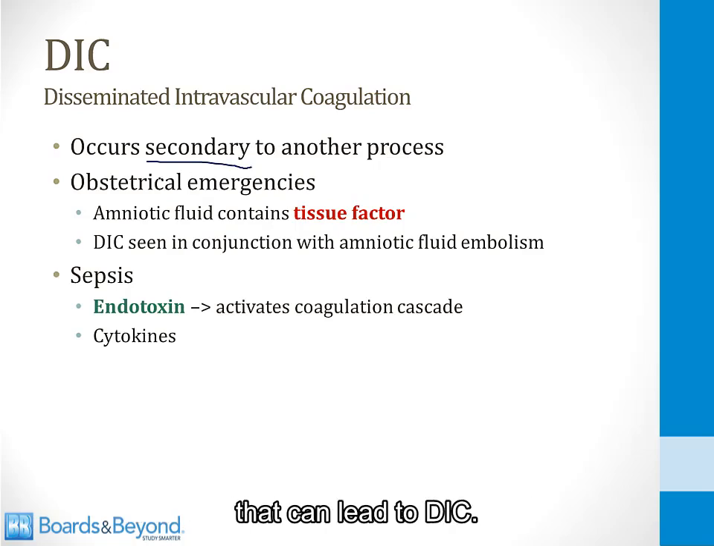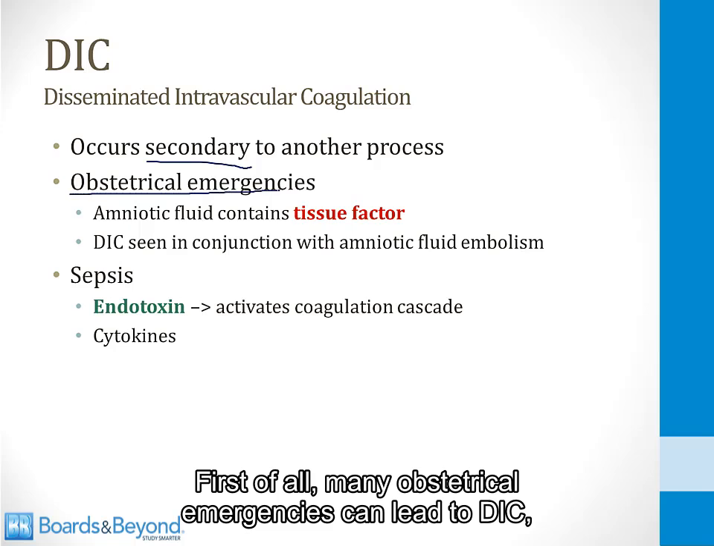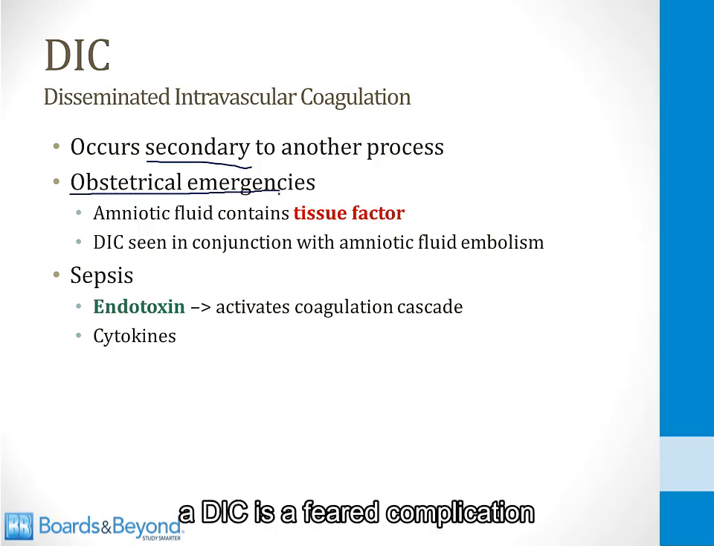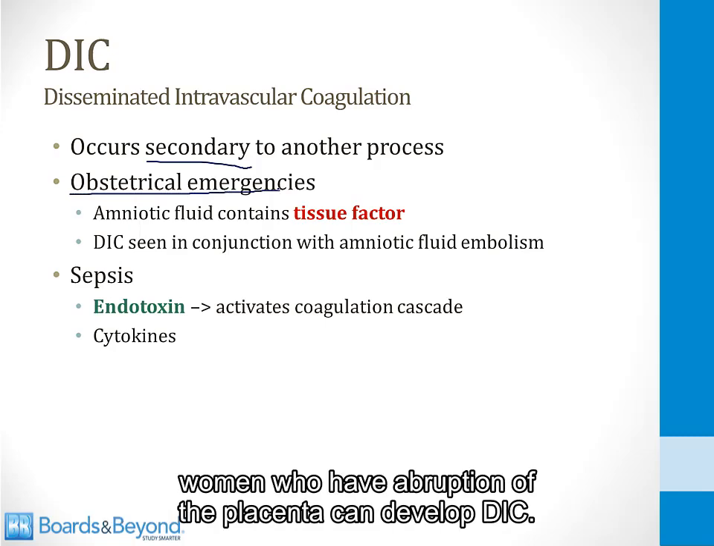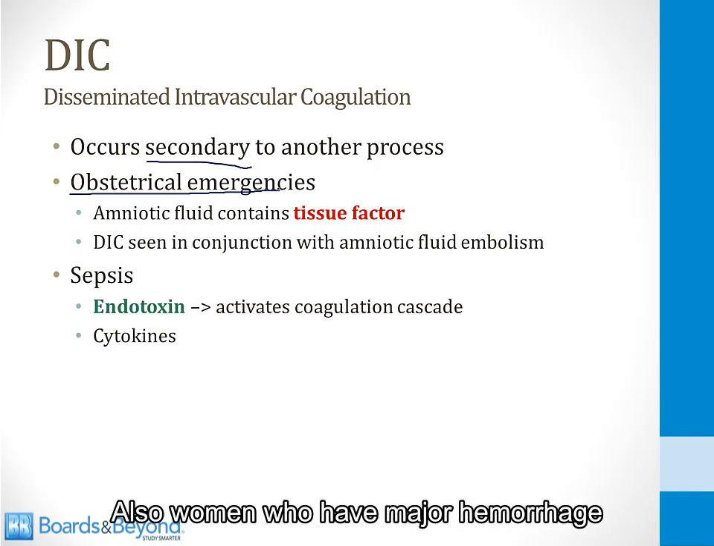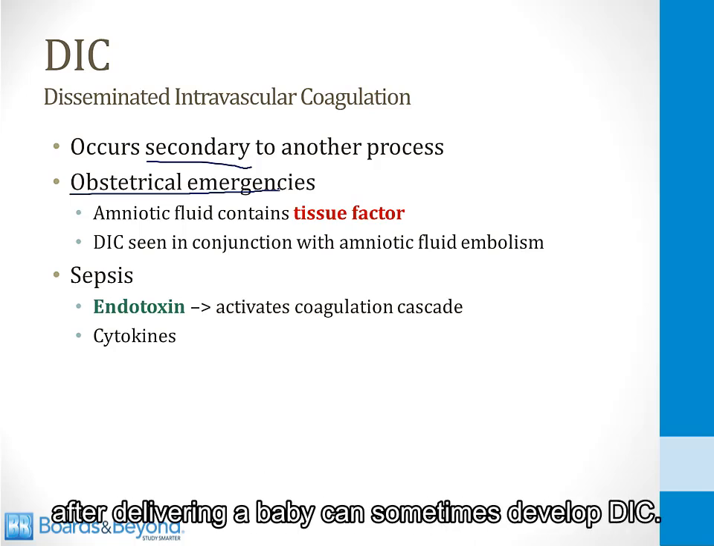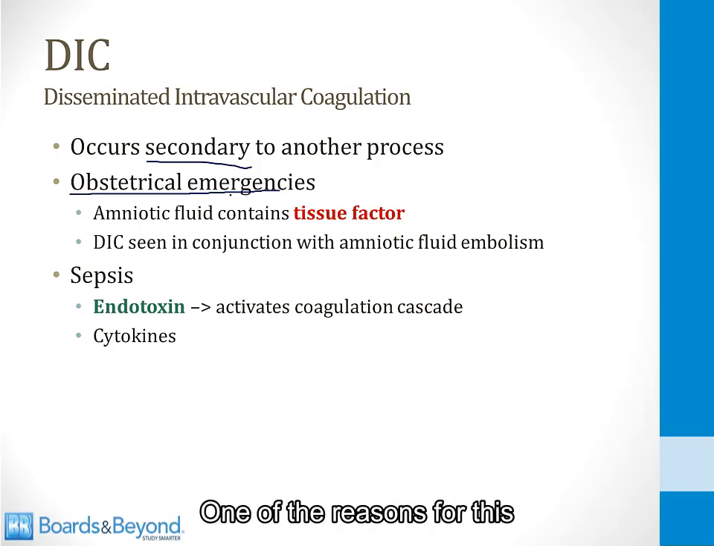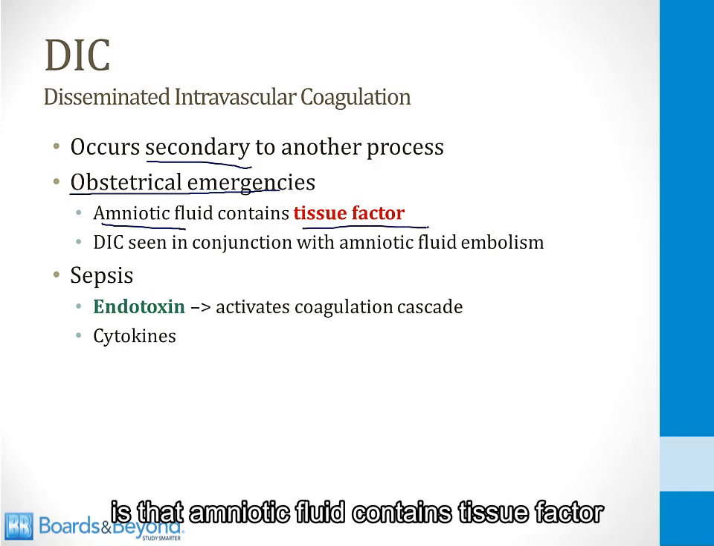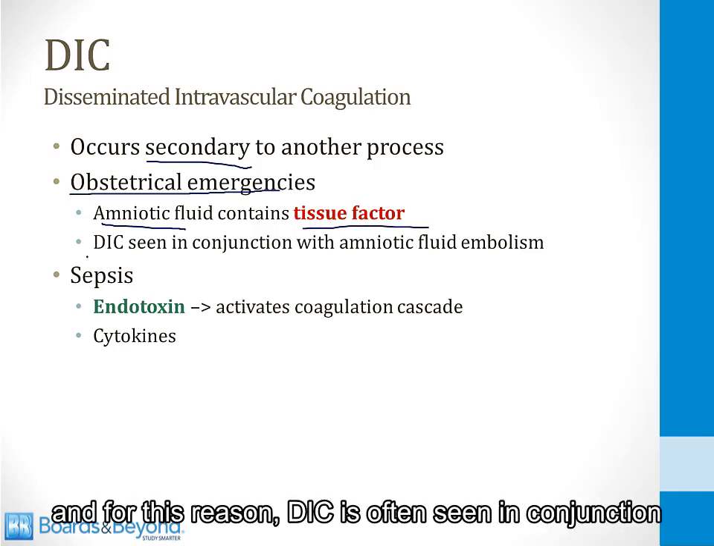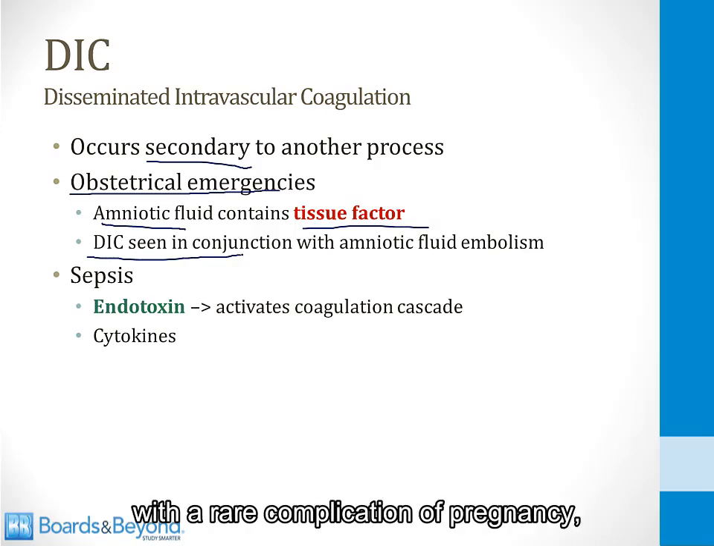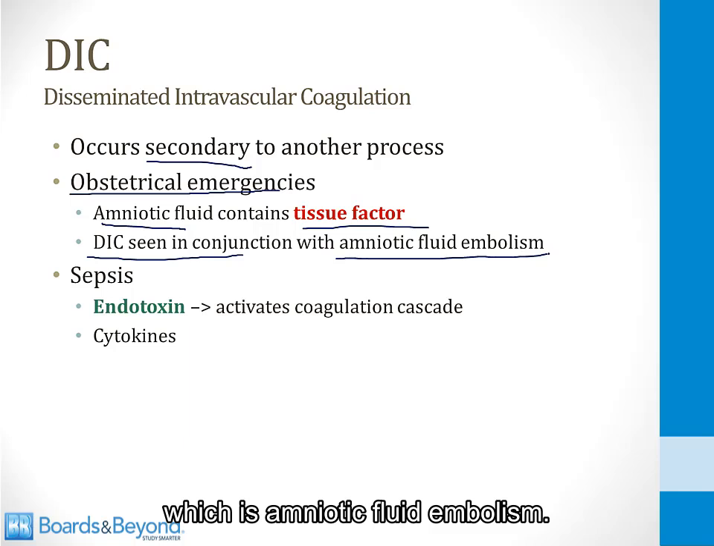lead to DIC. First of all, many obstetrical emergencies can lead to DIC. DIC is a feared complication of problems related to childbirth. So, for example, women who have abruption of the placenta can develop DIC. Also, women who have major hemorrhage after delivering a baby can sometimes develop DIC. One of the reasons for this is that amniotic fluid contains tissue factor, which can activate the coagulation cascade, and for this reason, DIC is often seen in conjunction with a rare complication of pregnancy, which is amniotic fluid embolism.